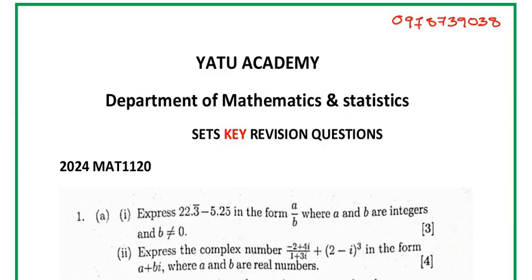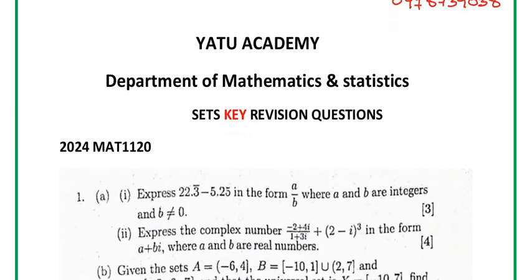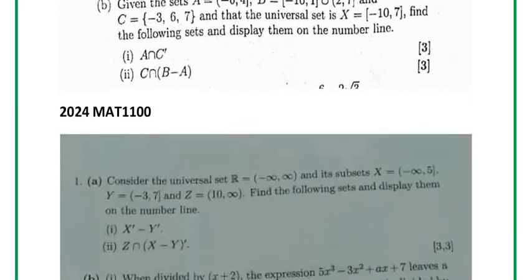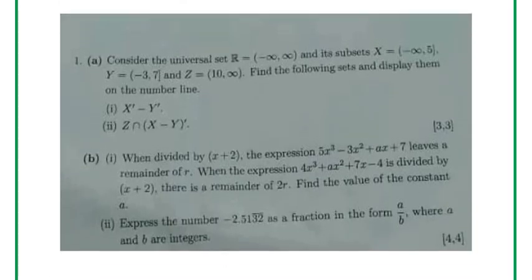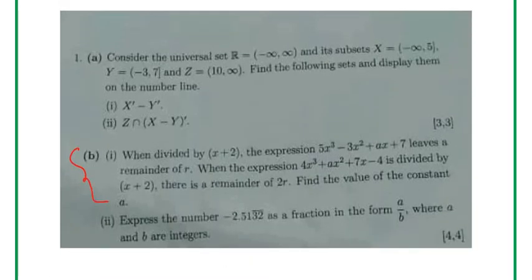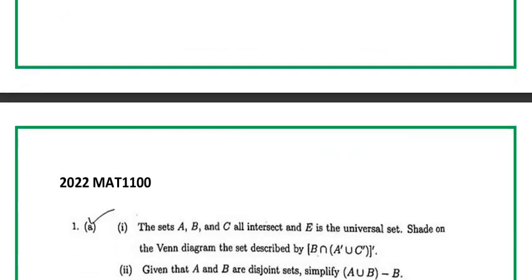So I already have this whole file. So these are the questions that we're going to be discussing. So we have the first question, we have the second question here. We're going to ignore this. I mistakenly added a topic from polynomials, so we are going to ignore this part. We'll just do A and B2. This is the 2024 1120 paper.